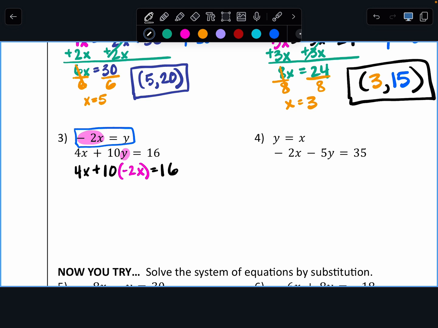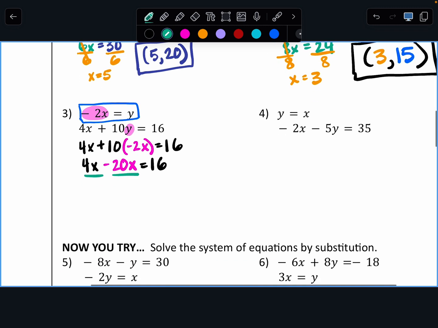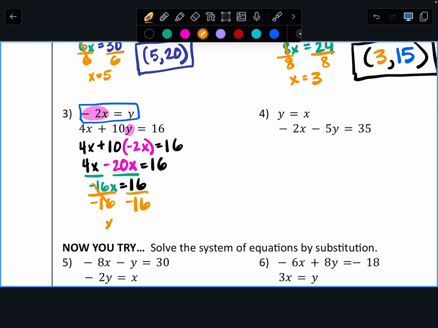Now I can solve this. So let's get rid of the parentheses first. 4x plus, well, I'm not going to put a plus sign yet, 10 times negative 2x is negative 20x. Now I can combine these like terms. 4x and negative 20x, that would be negative 16x equals 16. Divide by negative 16, and x equals negative 1.